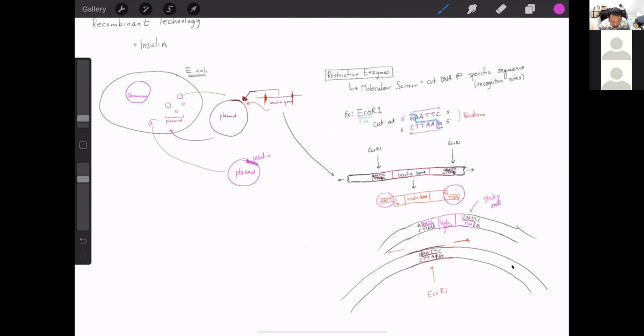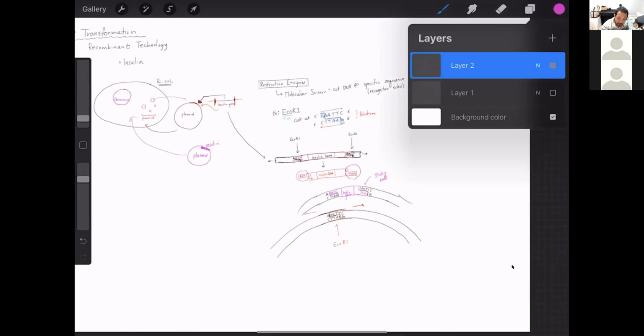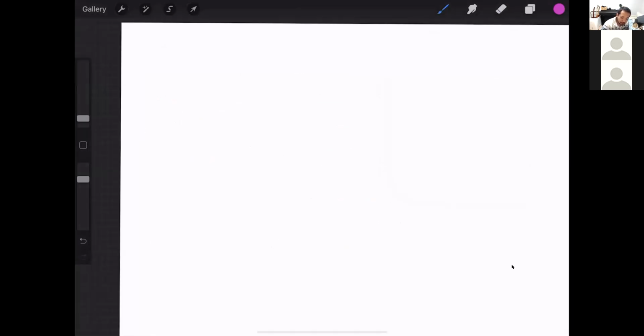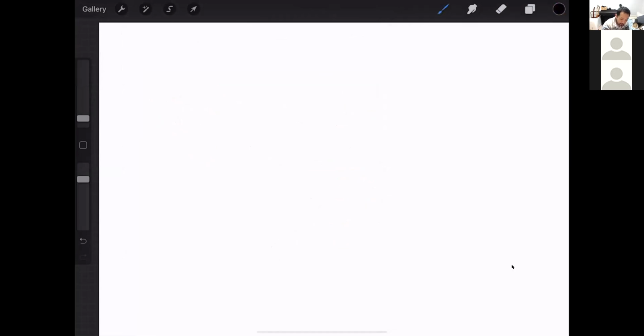Good? Okay, but it's not that simple. I'm going to tell you why this isn't as simple as simply putting that plasmid in. So let's go over here and talk a little about how we actually do this transformation in a lab. So let's talk about the transformation protocol.